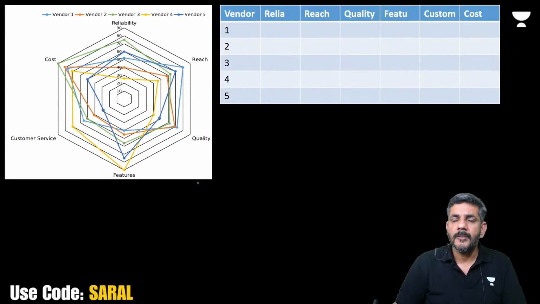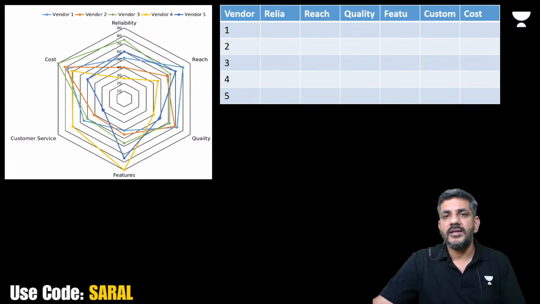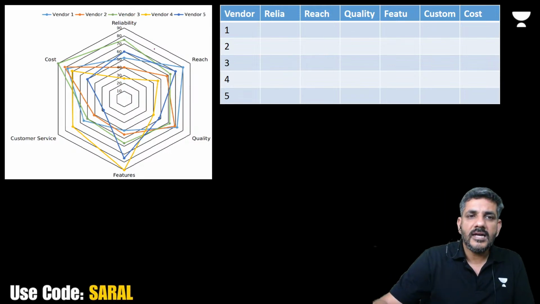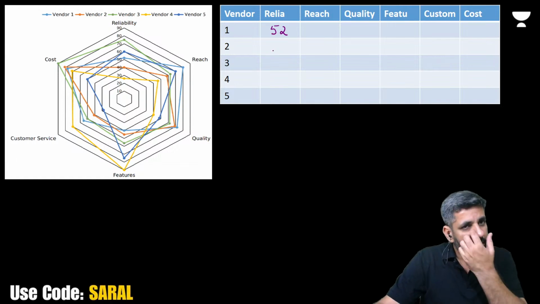I made a table. Vendor 1, 2, 3, 4, 5. Their scores on reliability, reach, quality, features, customer service, and cost that I would be writing in the table. Let's start with reliability first. Vendor 1 has a value of 52 that was anyways given to us in the information as well.